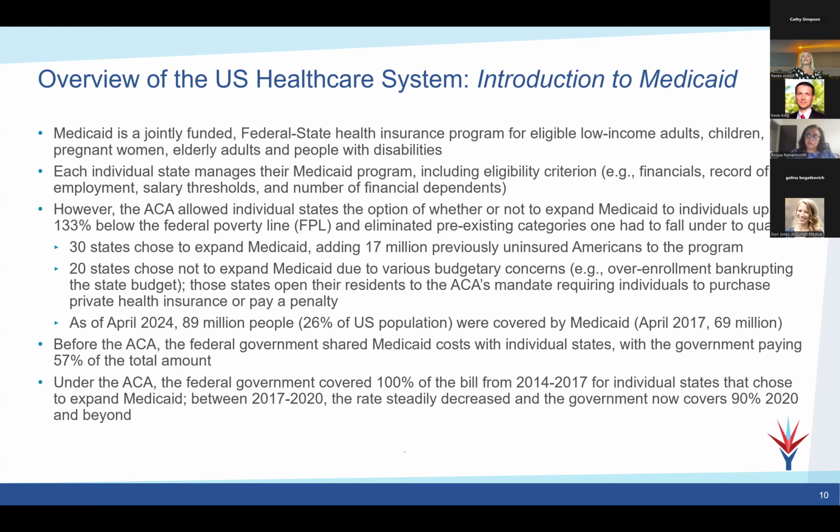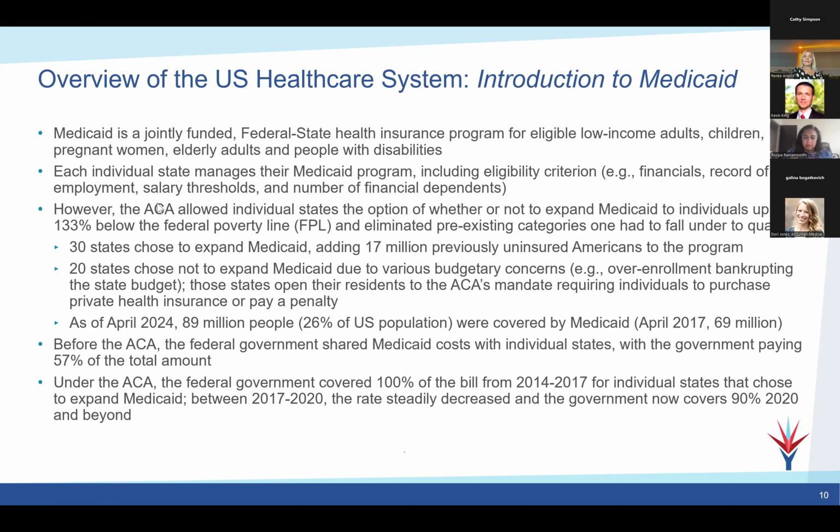Because there are 50 states, we have 50 different flavors of Medicaid. And this is a problem. Not only do you have 50 different flavors according to the states, but the services from each state, each jurisdiction within a state, even county to county, you go across a county line and you may have completely different services covered. There are core services that are required to be covered, but the ACA allowed individual states the option of whether or not to expand Medicaid to individuals at 133% below the FPL, the federal poverty line.